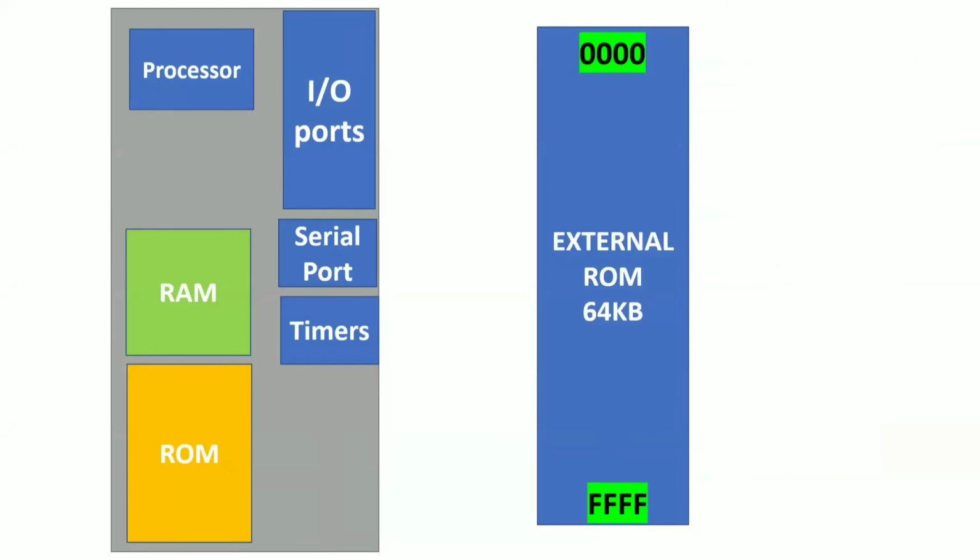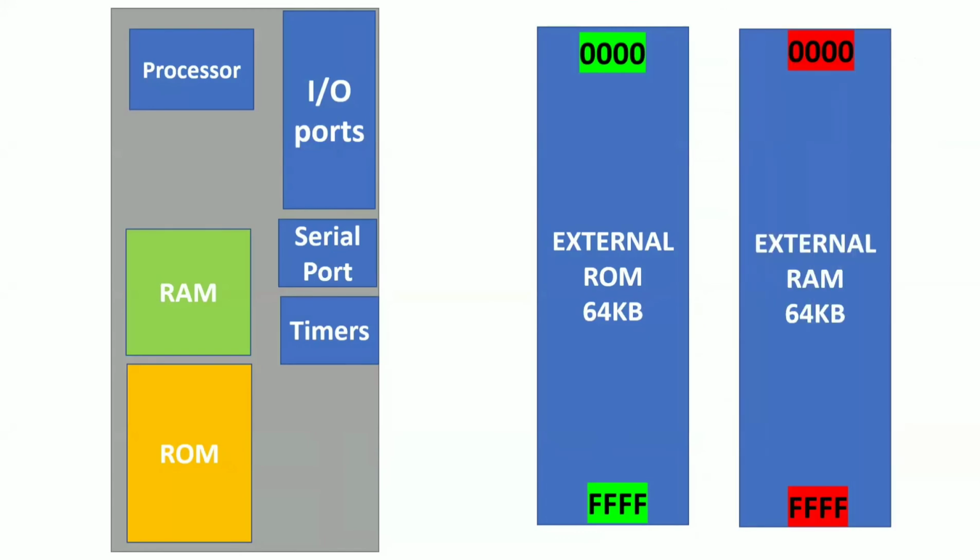Now, suppose I want to store more data or more program, I can connect external memories. External memory means two memories, ROM as well as RAM. Can I connect external RAM? Can I connect external ROM? Yes, you can connect either external RAM or external ROM. Each has a starting address of 0000 and an ending address of FFFF, because your microcontroller has a 16-bit address bus. Now, whenever you access data externally, the microcontroller has to generate the control signals.